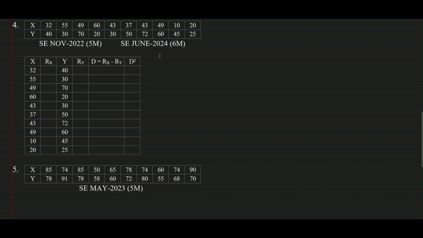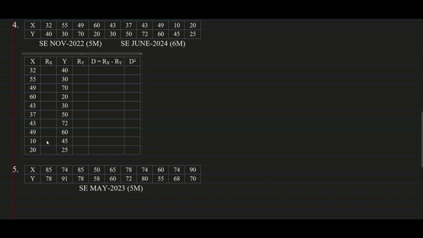Now let's begin with the fourth question. This is a significant question which came in November 2022 for 5 marks, and also in the last June 2024 paper for 6 marks. Let's make the table again of the 6 columns. We enter all the values of x and y from the question, then rank the items in x and y in ascending order.